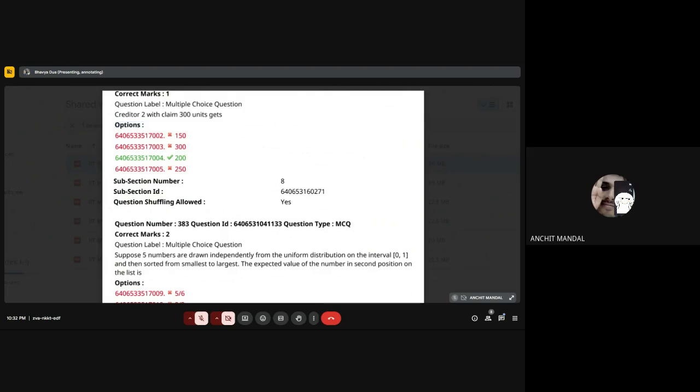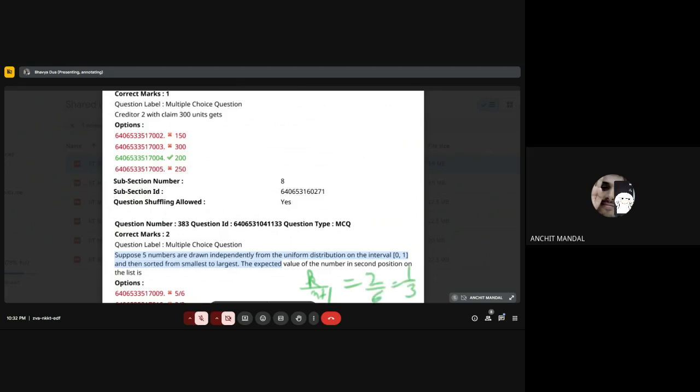Five numbers are drawn independently from the uniform distribution on the interval 0, 1 and then sorted smallest to largest. Expected value of the number in second position. We know this is k upon n plus 1, which is 2 by 6, which is 1 by 3.